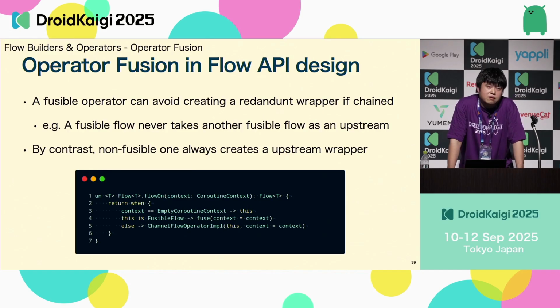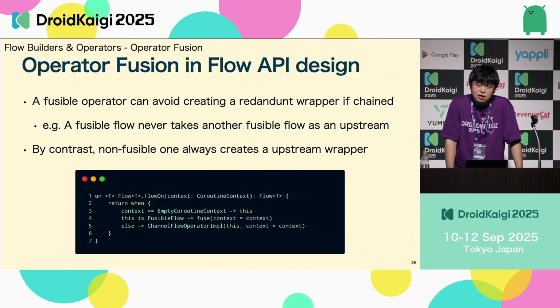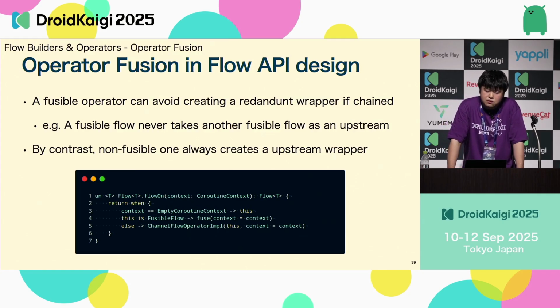First, no terminal operator is fusible. Operator fusion is currently designed only for intermediate operators. If you were guessing that operator fusion is what the Sequence API does, then that's not correct. A non-fusible operator builds a new flow wrapping an upstream. Unlike that, a fusible operator avoids creating a redundant wrapper.